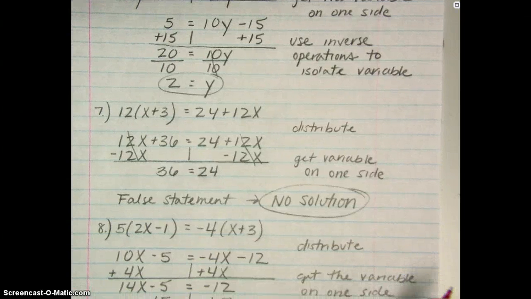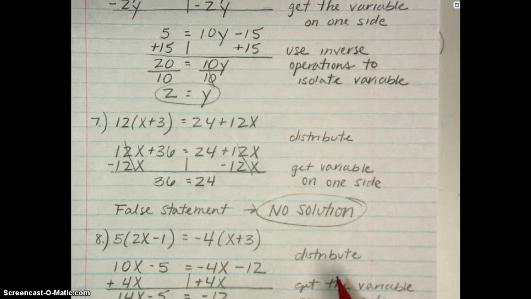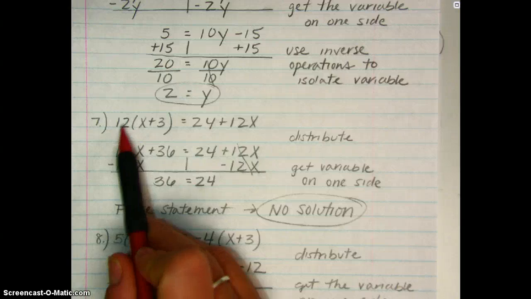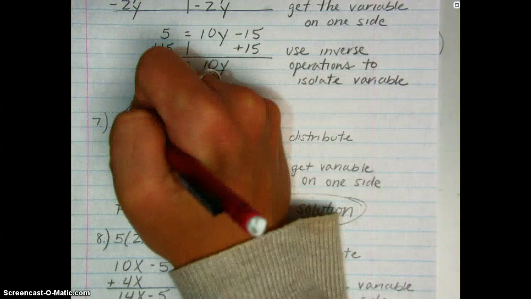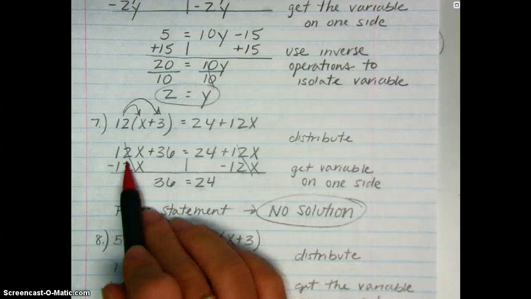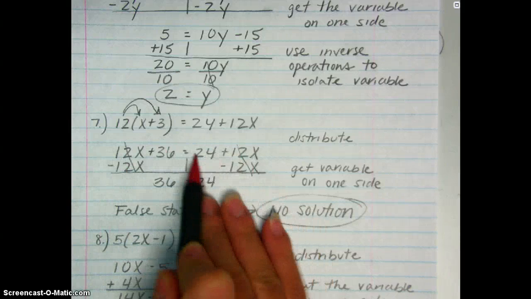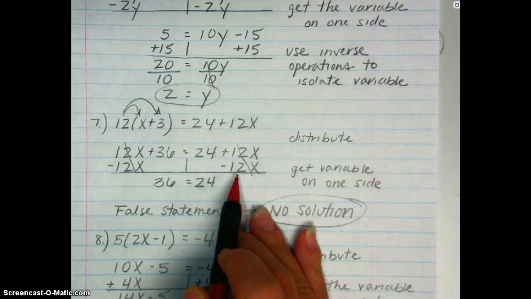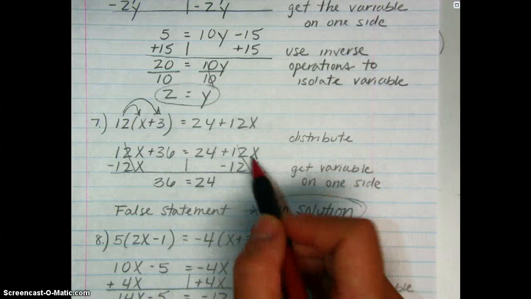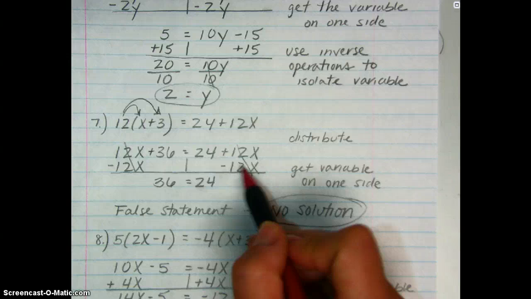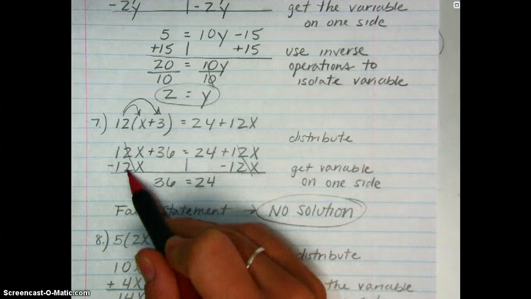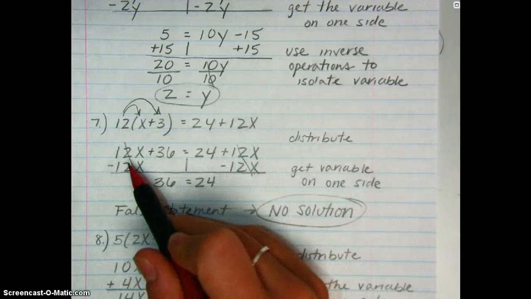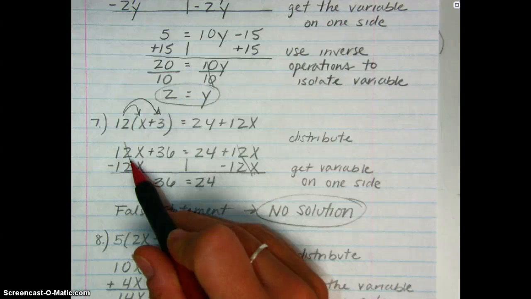In number 7, this one's a little different, similar process though. First I distribute here, 12 times x and then 12 times 3. There are no like terms to combine on either side, so I work on getting the variable by itself on one side. So when I go to subtract 12x here, what happens is it also gets eliminated on this side because they have the same coefficient of 12.